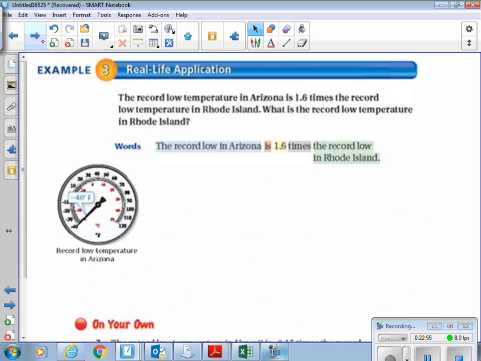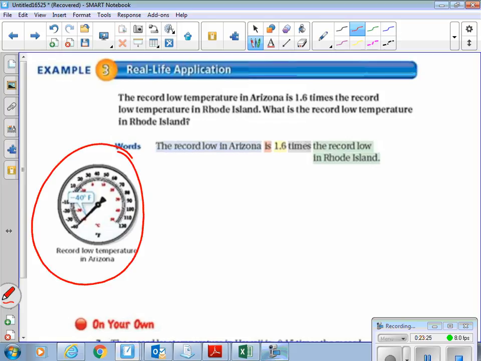Moving on to example 3. We have a little word problem here, a real life application. The record low temperature in Arizona is 1 6/10 times the record low temperature in Rhode Island. What is the record low temperature in Rhode Island? So putting that into words, it says the record low in Arizona is 1 6/10 times the record low in Rhode Island. So we need some more information here, and we're going to get that over here.